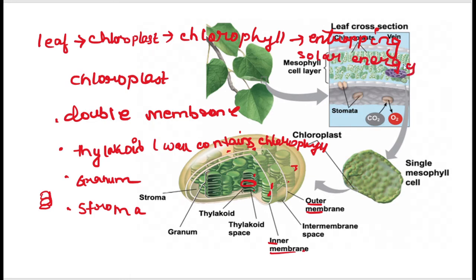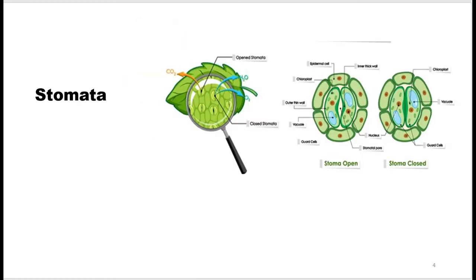So we have a leaf. Within this leaf is the chloroplast, and the chloroplast contains the thylakoids, and on the walls of the thylakoids is your chlorophyll. Now, the light energy needs to enter somewhere. Otherwise, how will the entrapment of light by chlorophyll take place?